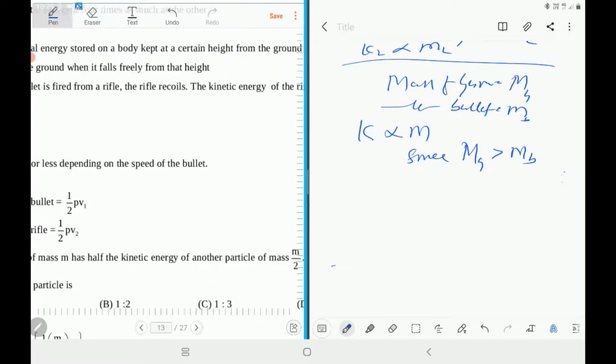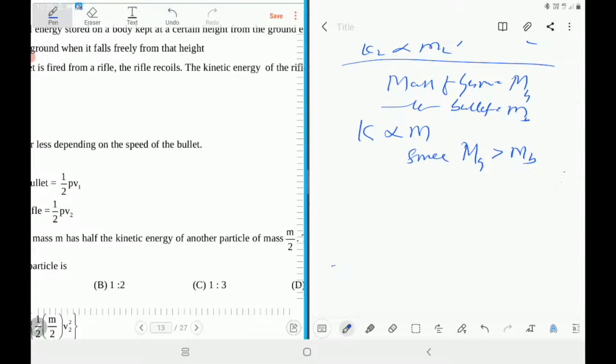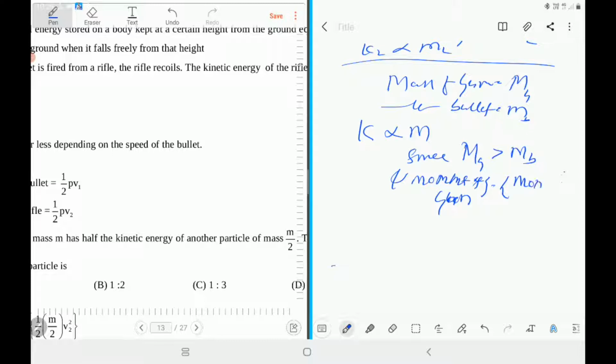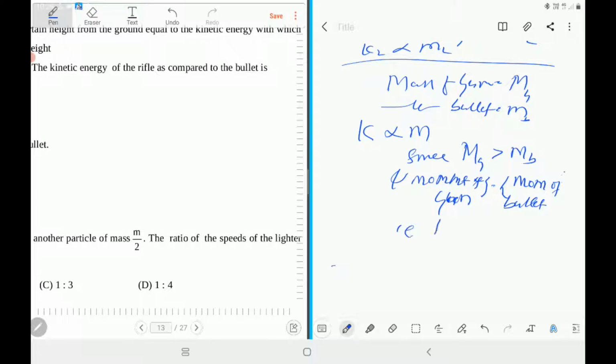The kinetic energy of recoil, when mass is more for a given velocity. You can write momentum-wise, here velocity is also different, mg greater than mb, and momentum of gun is equal to momentum of bullet, that is PG equals PB. How do you know this? Law of conservation of momentum. For all activities, momentum is conserved.